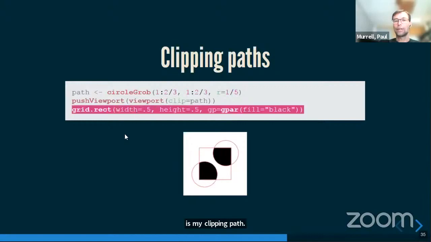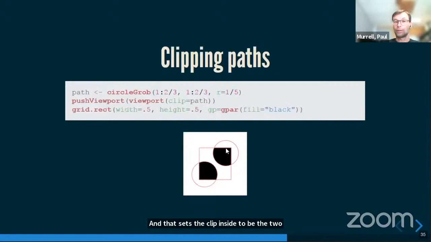And then on the third line there, I'm drawing a rectangle. That's the red rectangle, so square, but that's the boundary of it. And I'm filling that rectangle black. But because I have set this clipping path, I only end up drawing the regions of the rectangle that lie inside the clipping path, so inside either of these two circles. So the black regions are what actually gets drawn. The red lines are there just to give an idea of what's going on.